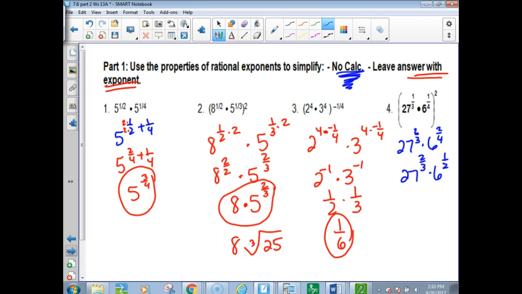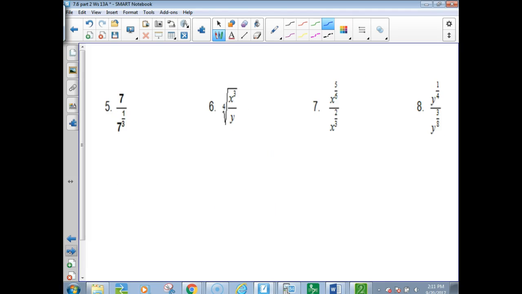Okay, so I kind of blew through those pretty quickly. Now what? Well, this is a little harder because now we're dividing, and you have to think of 7 as having an exponent of 1. So we're going to have to subtract the exponents. 7 to the 1 minus 1/3. What is 1 minus 1/3? How many thirds are in 1? 3. So that'd be 2/3. If you made a 1 into thirds, it's 3 over 3. Is that better?